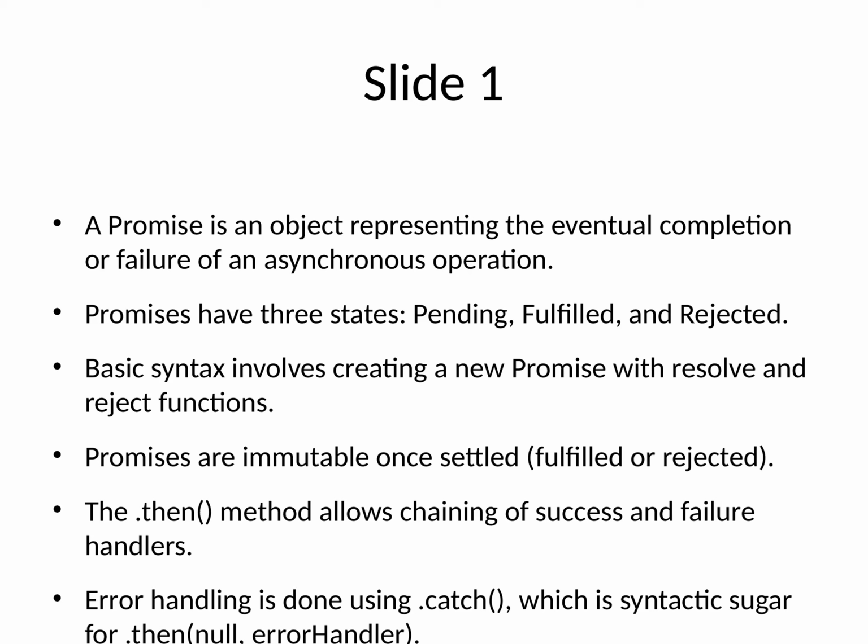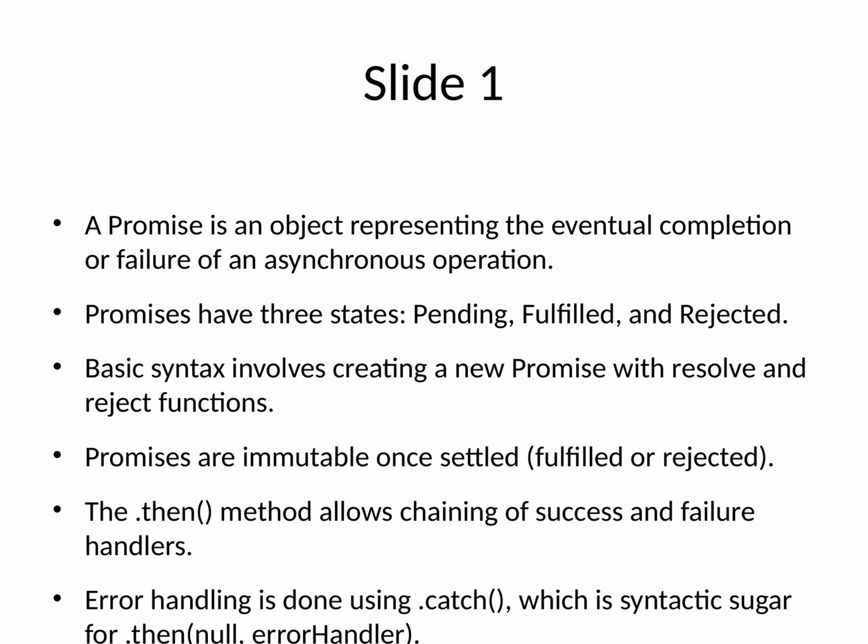The then method takes two arguments, a success handler and an optional failure handler. Each then call returns a new promise, enabling developers to chain multiple asynchronous operations together. For instance, you can fetch data, process it, and then display it, all in a clean, readable chain.